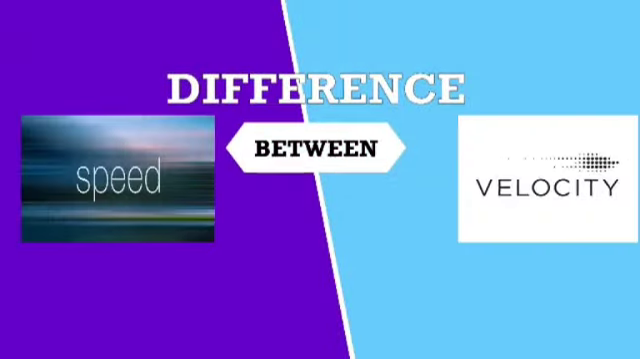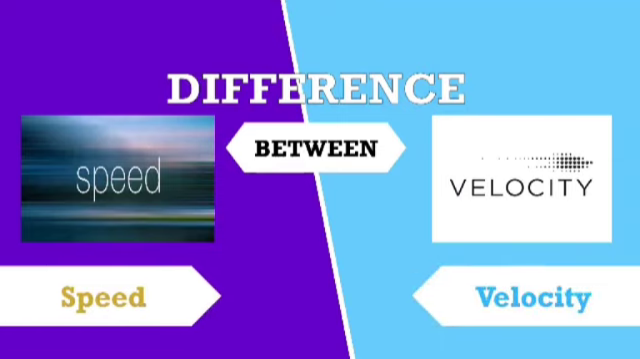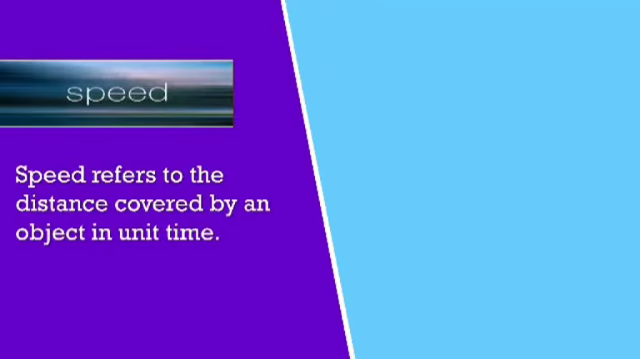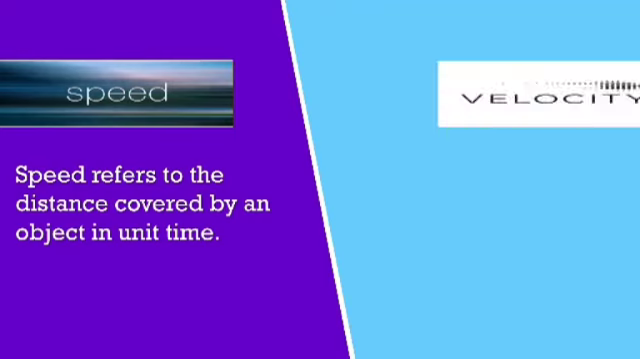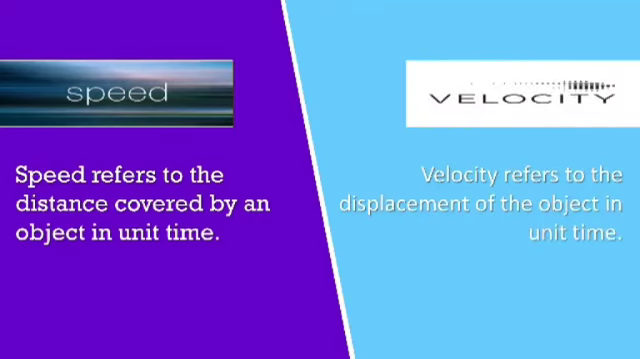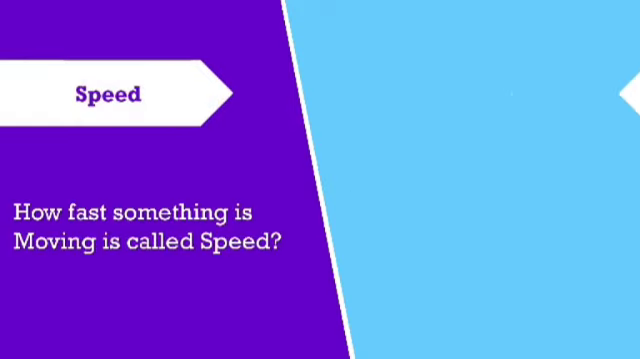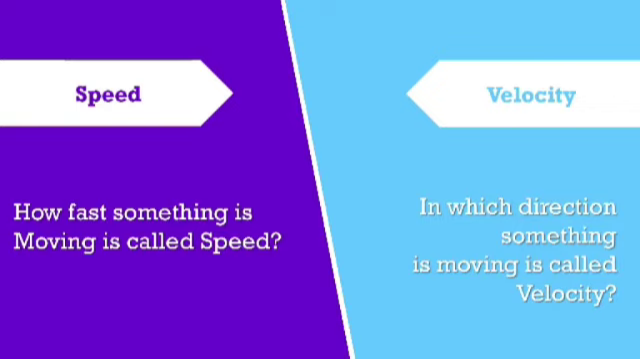Children, recall the concept of speed and velocity, and the difference between speed and velocity. Speed refers to the distance covered by an object in unit time. Velocity refers to the displacement of the object in unit time. How fast something is moving is called speed. In which direction something is moving is called velocity.